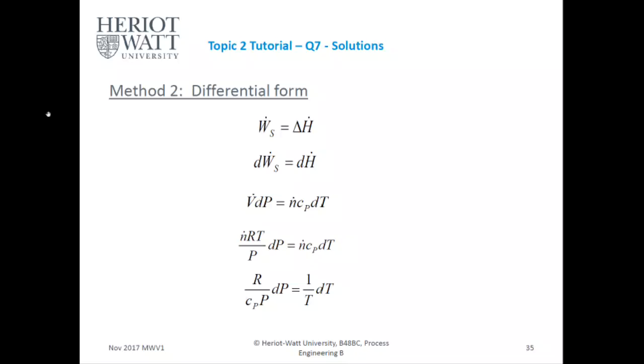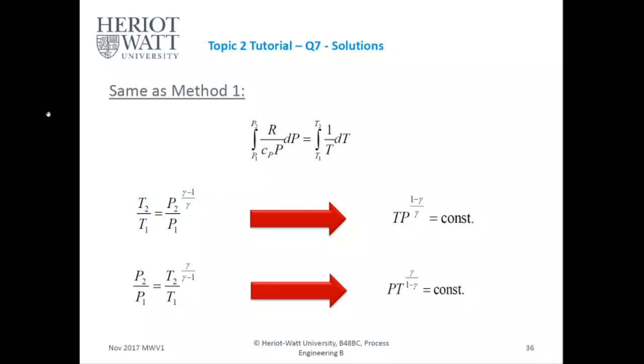Method 2, using differential form. The shaft work equals the change in enthalpy, we know that. And we know shaft work is V dP and enthalpy is n Cp dT. And we know V equals nRT over P. So nRT over P multiplied by dP equals n Cp dT, and R over Cp times dP over P equals 1 over T dT. Remember what happened to n. Integrating that, you get the following: T2 over T1 equals P2 over P1 to the power gamma minus 1 over gamma. So try to go through that yourself and learn the maths. That will not come in the exam.